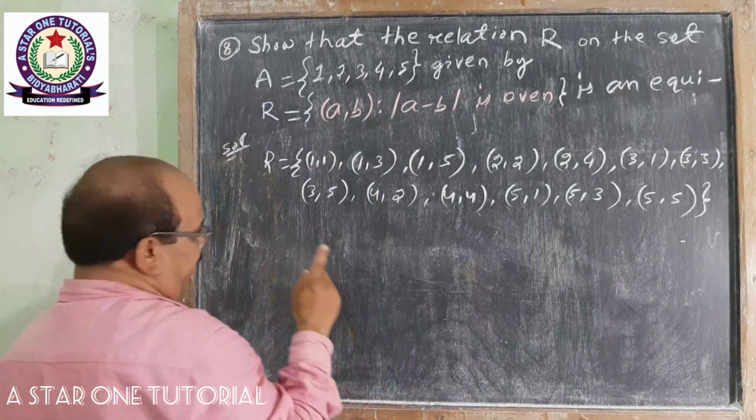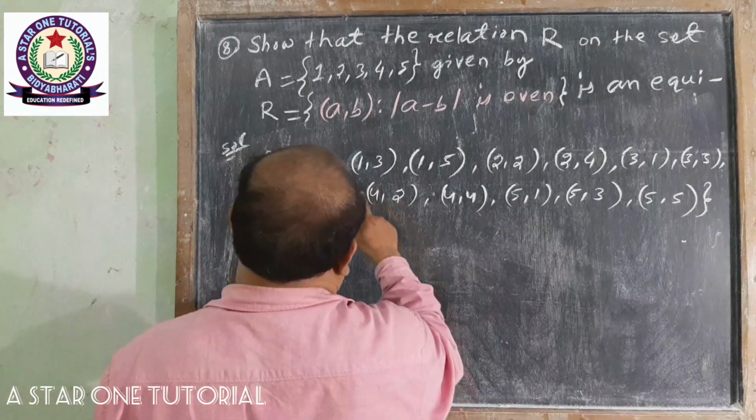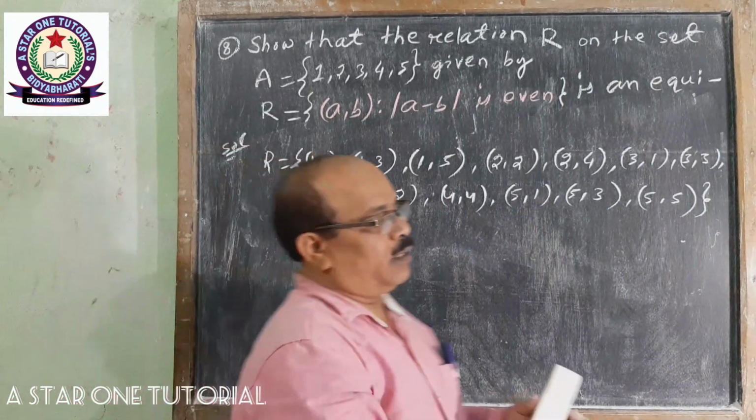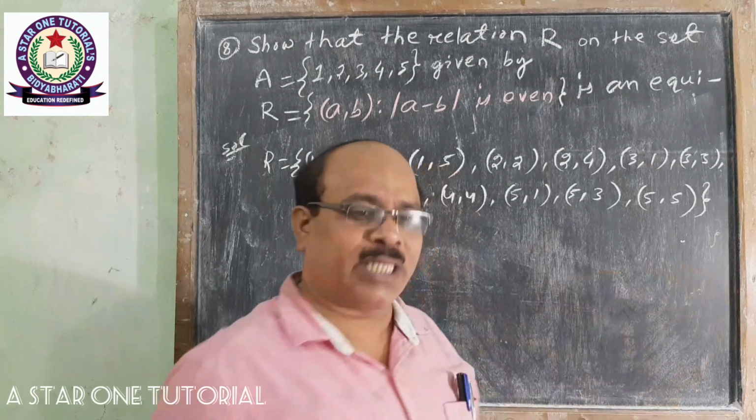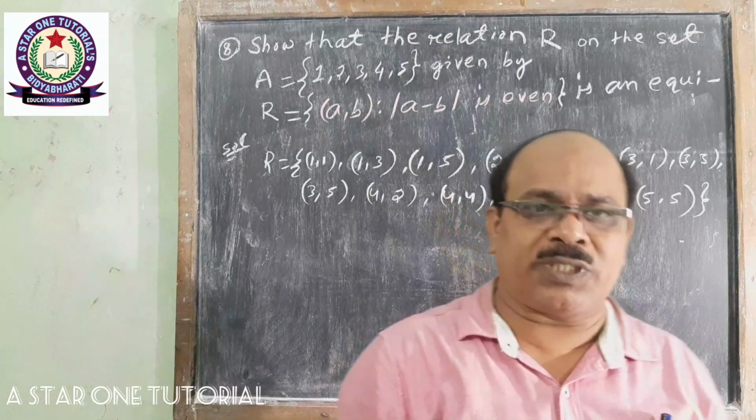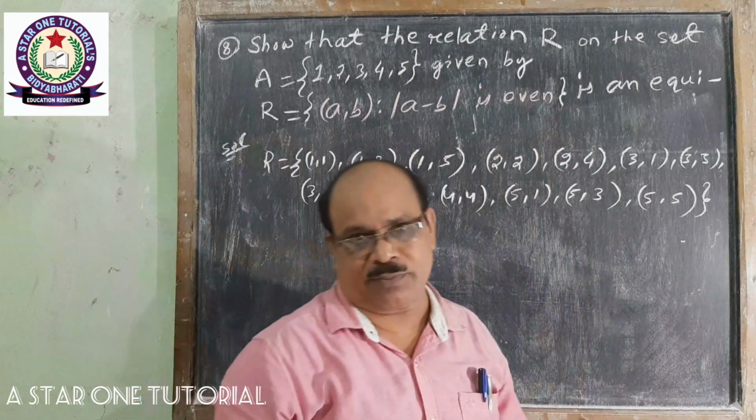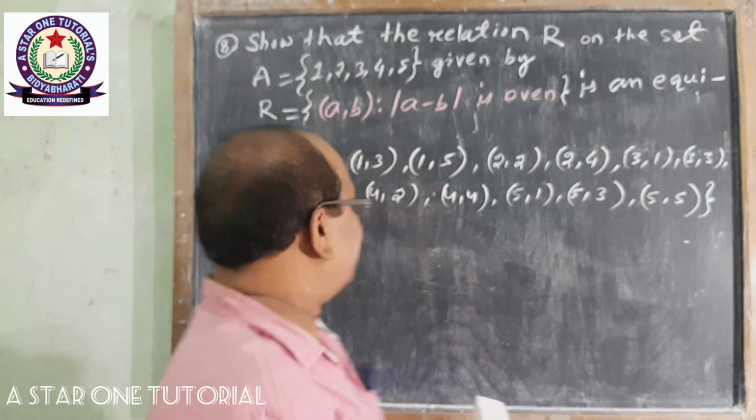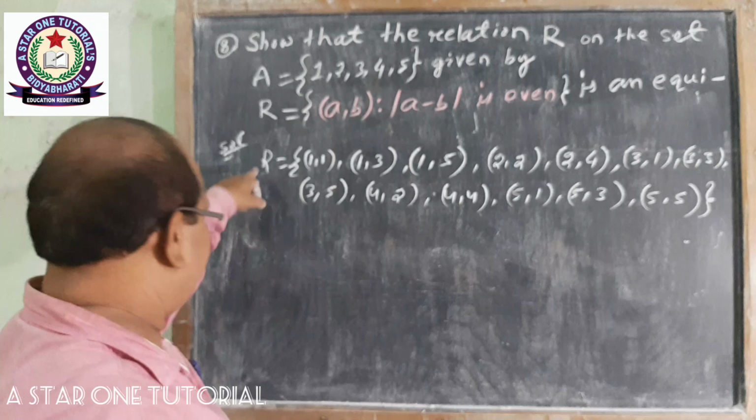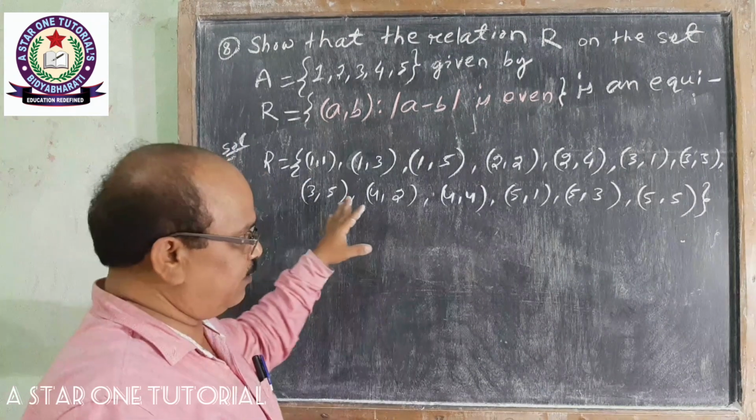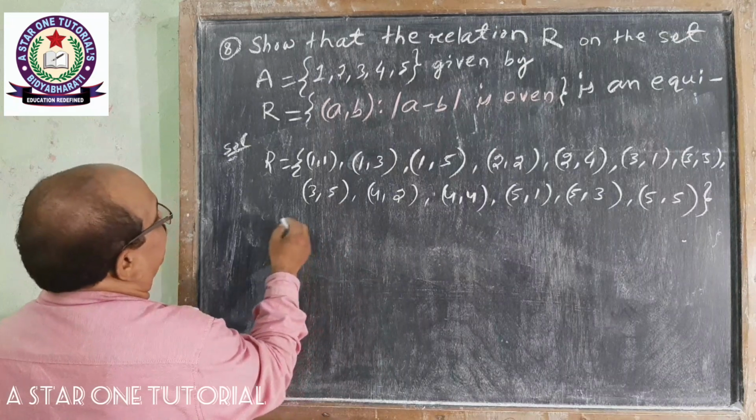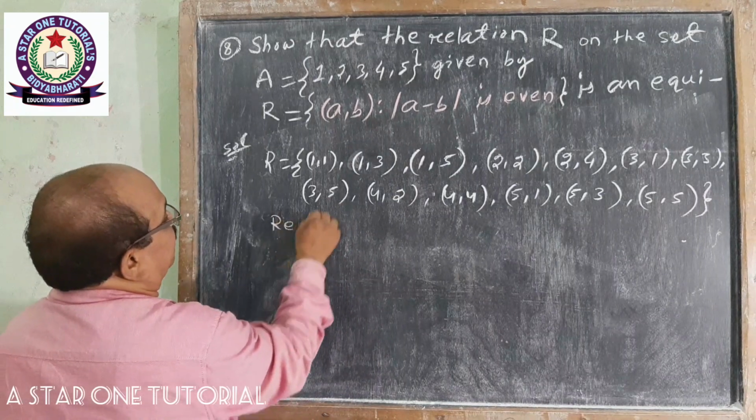Okay, we have to check that this is an equivalence relation. You know that a relation is said to be equivalence if it is simultaneously reflexive, symmetric and transitive. That means we have to show this relation R is reflexive, symmetric and transitive. So let us check for reflexivity.